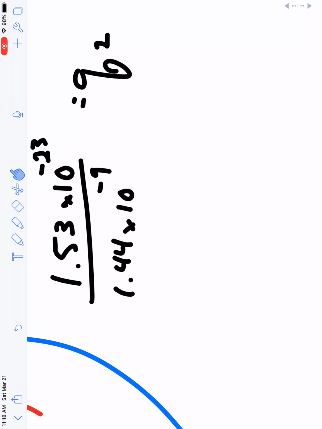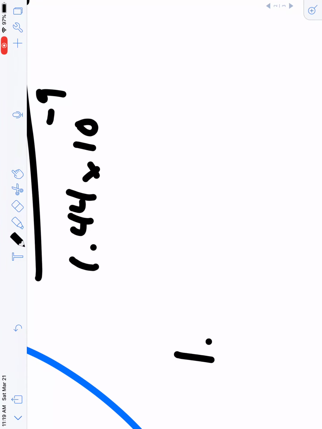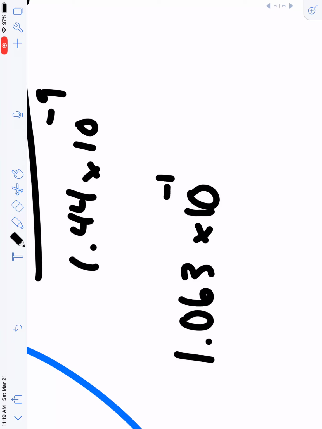0.53 times 10 to the negative 23rd. Divide that by 10 to the negative 9th. We get a charge of 1.063 times 10 to the negative 14th.